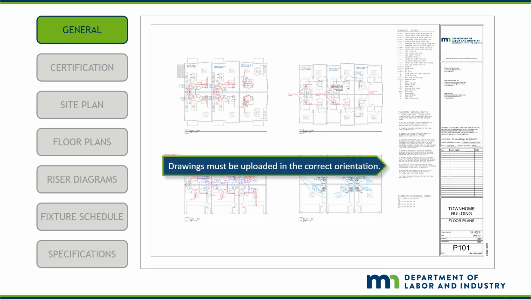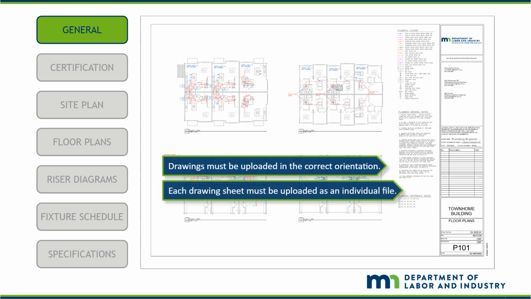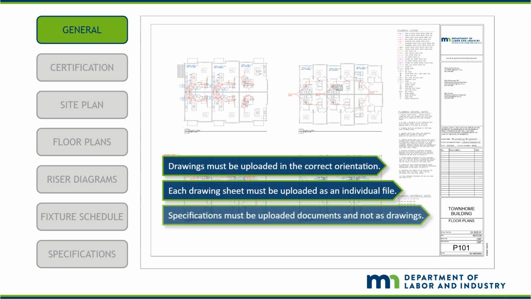When submitting drawings or any other documents for plan review, all plans must be oriented so that the plan is readable along with all text and dimensions. Each drawing must be uploaded as a separate file. Please do not combine multiple plan sheets into one file. Drawings and specifications or other documents must be uploaded separately, as this will be shown soon. Please upload all the drawing plan sheet files and the supporting documents at the correct time.